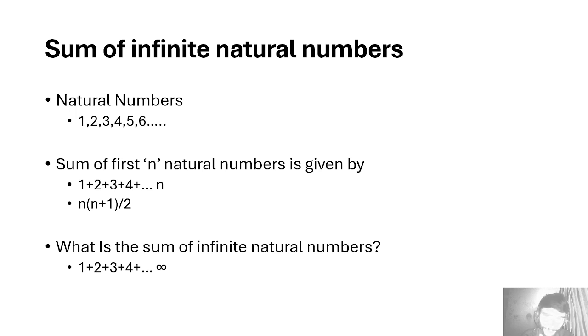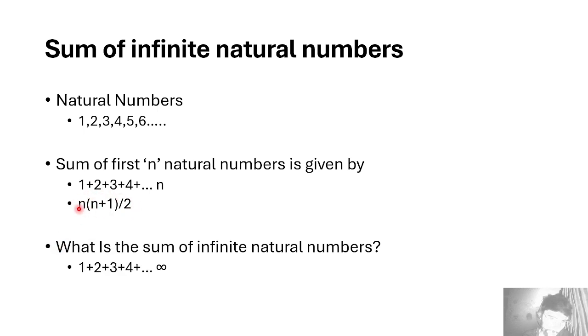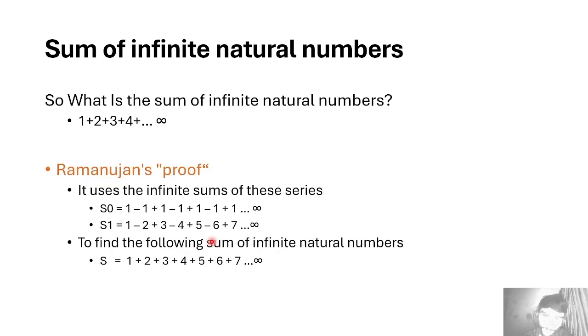So natural numbers, we already know, start from 1, 2, 3, 4, 5, 6, and so on. And the sum of the first n natural numbers is given by this formula, n into n plus 1 divided by 2. And the sum of infinite natural numbers, well, that's what we are trying to get here using Ramanujan's proof.